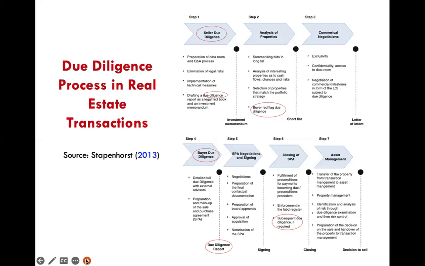And then the last stage is the asset management stage, where the asset is transferred from transaction management now to asset management, right? And it is during this stage too that you'll find some lease contracts may be signed between the new owner and the tenants that may come in here. And some form of due diligence may result in the process as well.